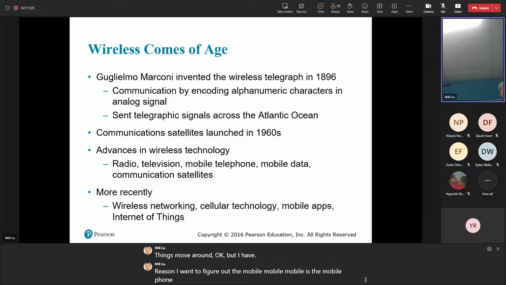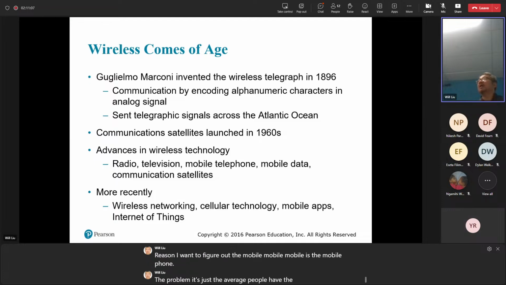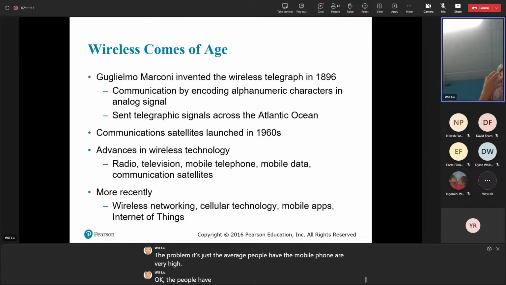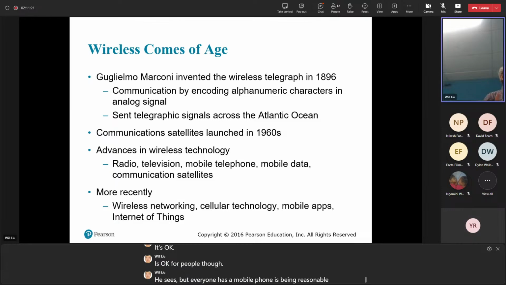But on the other hand, the reason I want to highlight mobile is the mobile phone penetration. It means the number of average people who have a mobile phone is very high now. Not everyone knows PCs, but everyone has a mobile phone with a reasonably big screen. And this is why there are mobile apps.